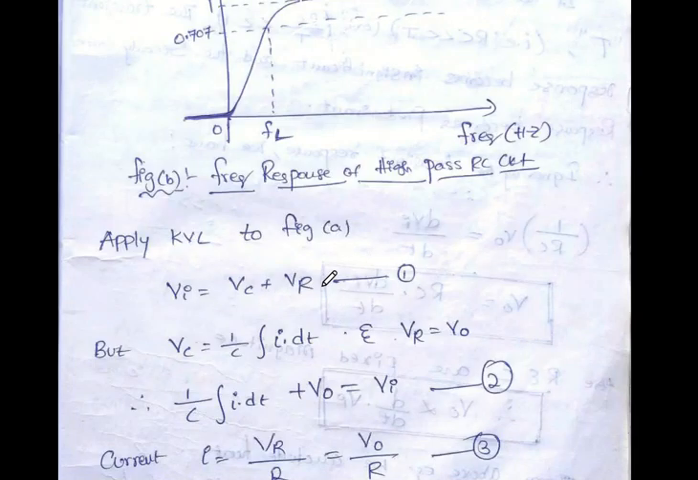So here in equation 1, Vc represents the voltage across the capacitor. It can be written as Vc equal to 1 by C into the integral of i dt, and Vr is equal to V naught. Now substitute the Vc value and Vr value into this equation. Therefore we get 1 by C into the integral of i dt, plus Vr, that is V naught, equal to Vi.